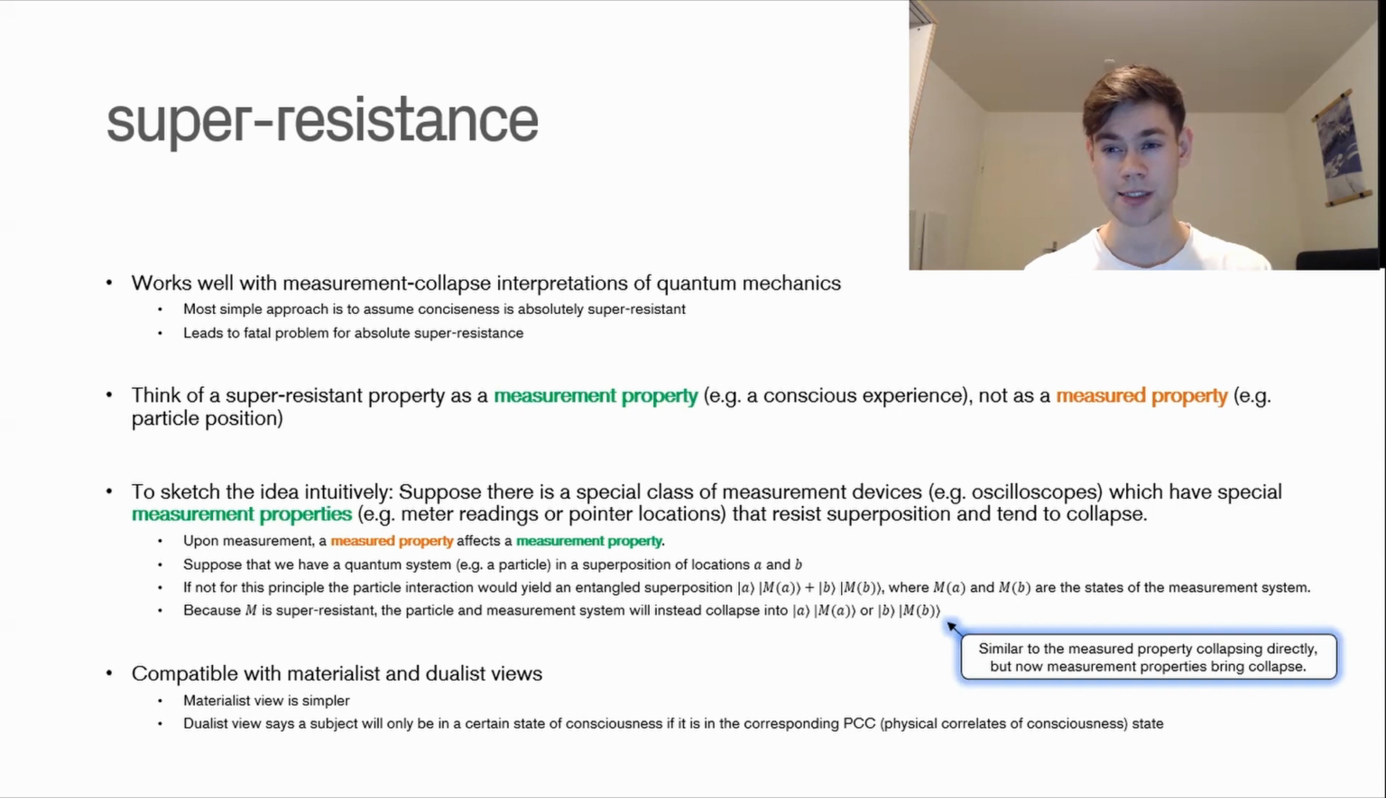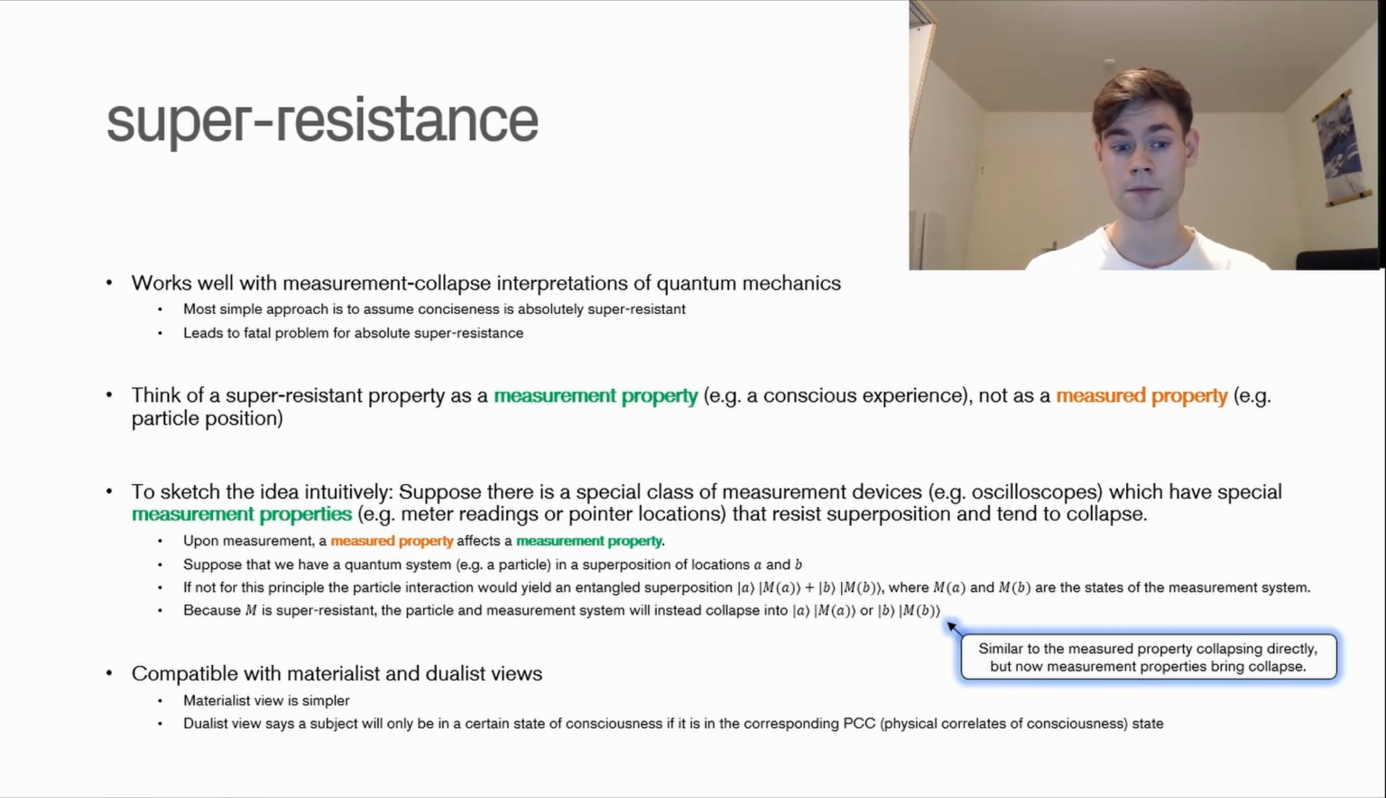So what we're saying here is basically that the dial would be in a superposition of, well, let's say you have a dial that only can be on or off, like a switch. So it would be in a superposition of on and off. So it would be both on and off at the same time. And that's obviously not what we're seeing when we're measuring an oscilloscope. So something here seems a bit strange. But because now M is super resistant, the particle and measurement system will instead collapse into either A M of A or B M of B. So it would not be in this superposition, but it would fall down into one of them because the dial itself resists being in superposition.